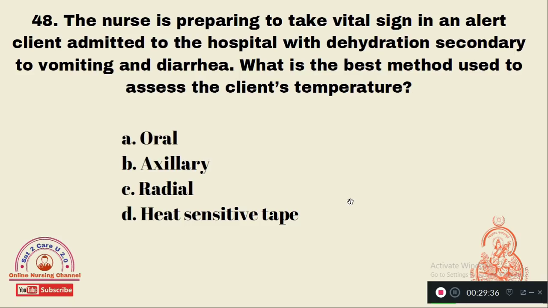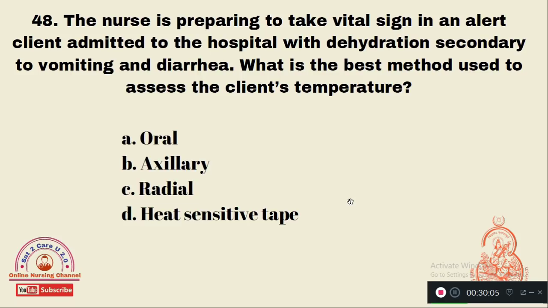Question number 48. The nurse is preparing to take vital sign in an alert client admitted to hospital with dehydration secondary to vomiting and diarrhea. What is the best method used to assess the client's temperature? Option A oral route, B axillary, option C is radial, and D is heat sensitive tape.